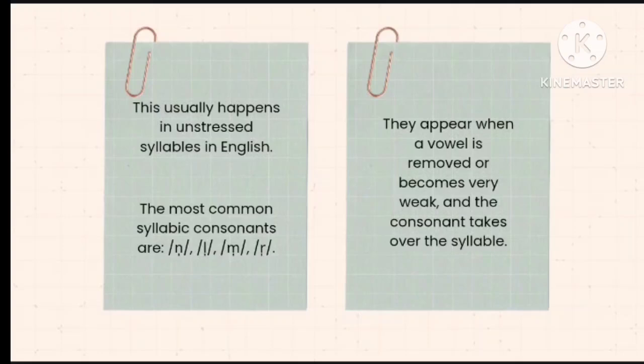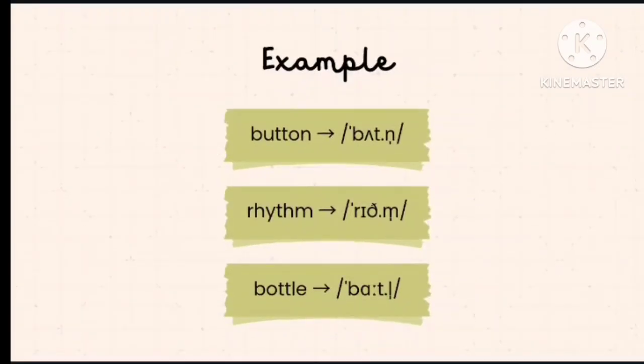Think of it like this. The vowel in the syllable gets so lazy and weak that it disappears, and the neighboring consonant has to step up to do the job. Let's hear it in action. The word button isn't pronounced with a full vowel, but in natural speech it becomes a syllabic N. The N forms its own syllable.